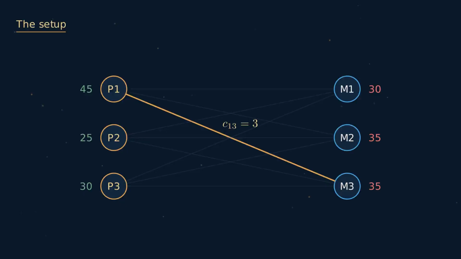One is fixed and known, the cost of moving a single unit along it. Call it 7.3 for the route from the first plant to the third market, here, 3. The other number is the one you get to choose, how many units you actually push down that route. That's X13. 9 routes here, so 9 choices, and they all have to add up correctly.